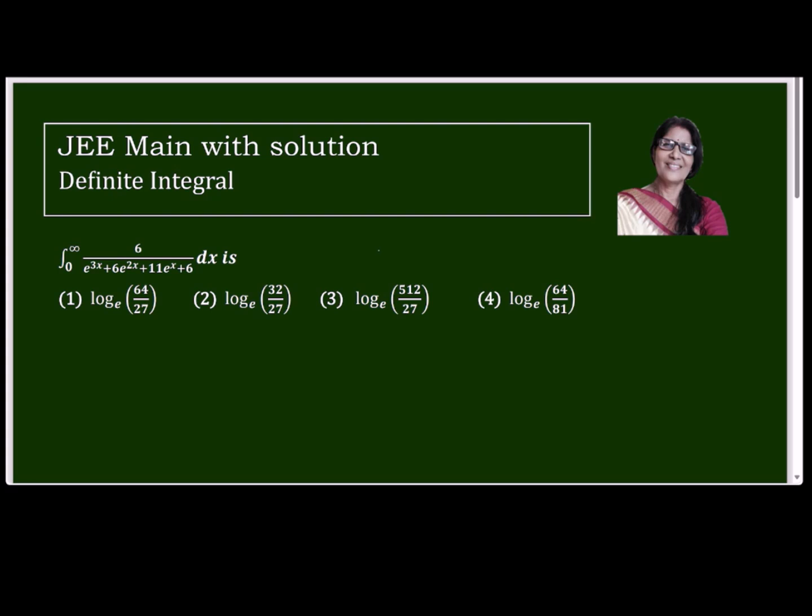Integrate from 0 to infinity 6 over e power 3x plus 6 e power 2x plus 11 e power x plus 6 dx. The options are log e 64 over 27, log e 32 over 27, log e 512 by 27 and log e 64 over 81.